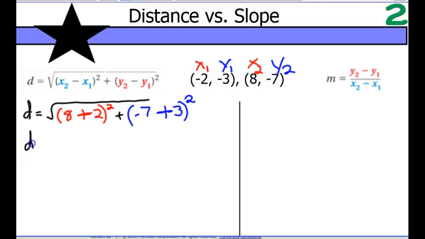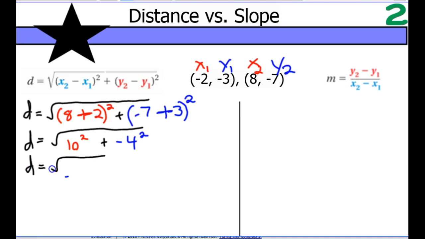So first of all, do the parentheses. D equals the square root of 8 plus 2, which is 10, squared, plus negative 7 plus 3, which is negative 4 squared, so our distance equals the square root of 10 squared plus negative 4 squared.